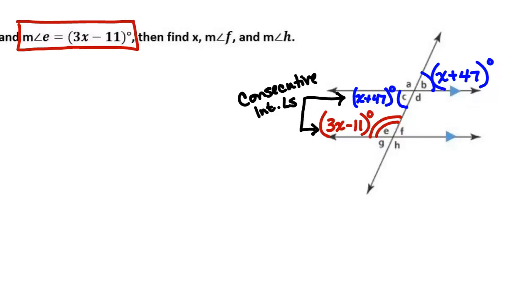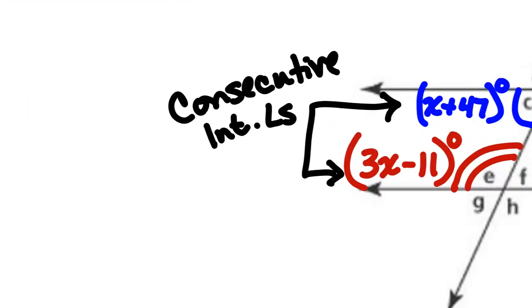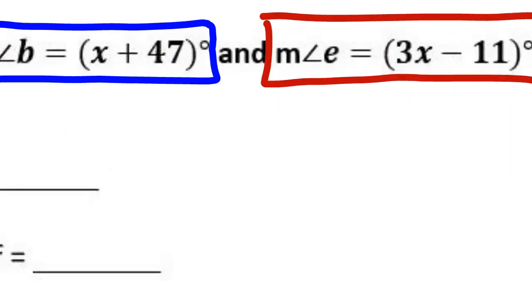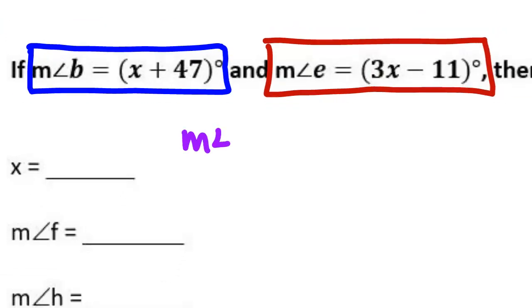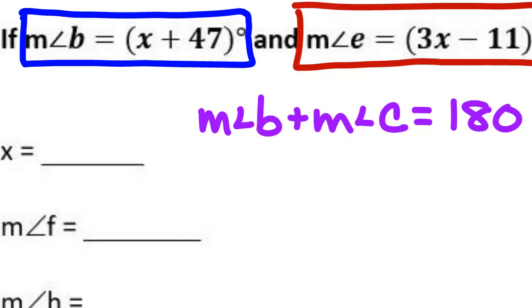So since the lines are parallel, are my consecutive interior angles congruent or supplementary? Supplementary. What are the three that we talked about that are supplementary? It's consecutive interior, consecutive exterior, and linear pair. Those are the only three that we have that are supplementary. So since they're supplementary, the measurement of angle B plus the measurement of angle C equals 180. How big is angle B? Or sorry, not B. It's E, not B. My apologies. Measurement of angle E plus the measurement of angle C equals 180.